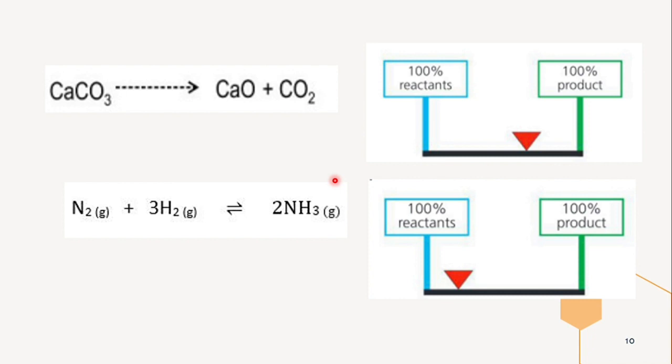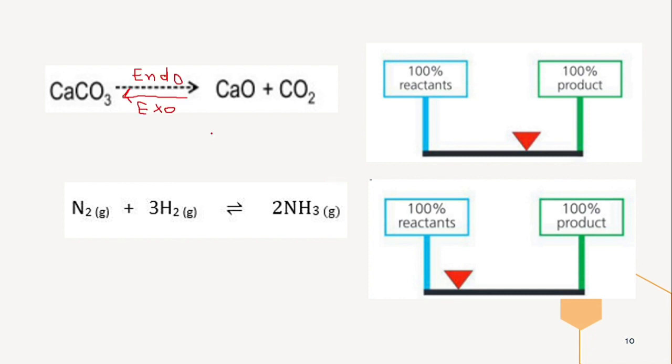Now ammonia will break down to form nitrogen and hydrogen, and the position of equilibrium will shift towards the left hand side. So here you can see this red color triangle, it is shifting towards the reactants. So more reactants will be produced and the yield of the product will decrease.